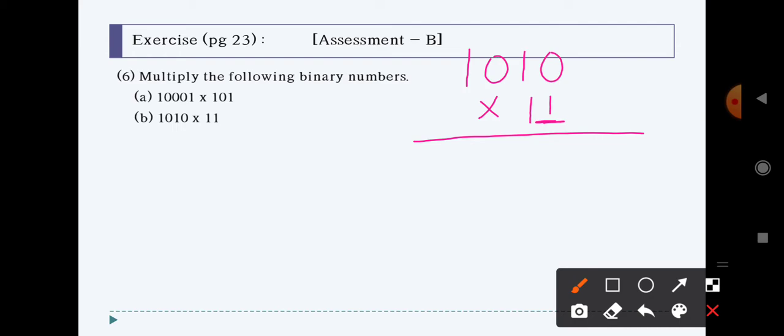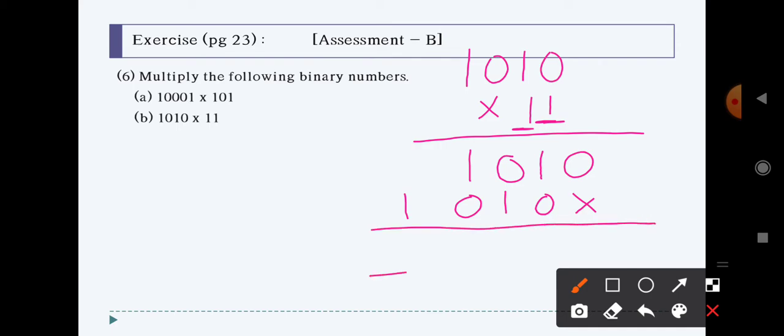So 1 into 0 will be 0, 1 into 1 will be 1, 1 into 0 will be 0, 1 into 1 will be 1. Now make one cross. After that this digit we have to multiply with every other digit. Okay, so we will be getting 0 1 0 1. Now we are done with all these digits, so you just do the addition part.